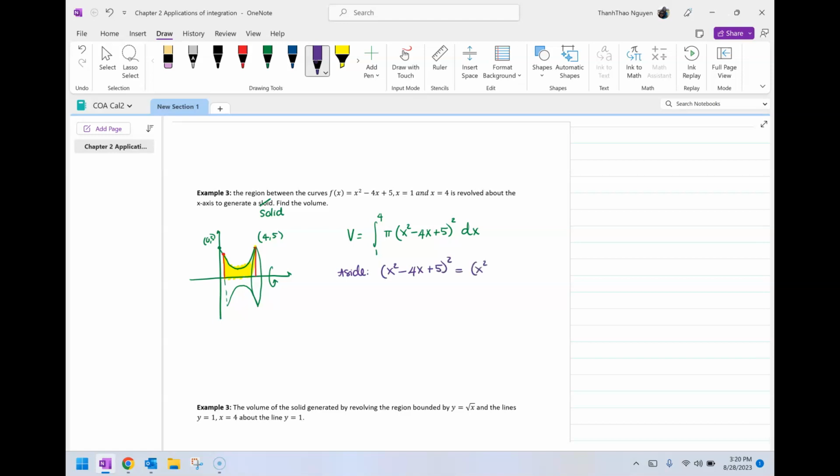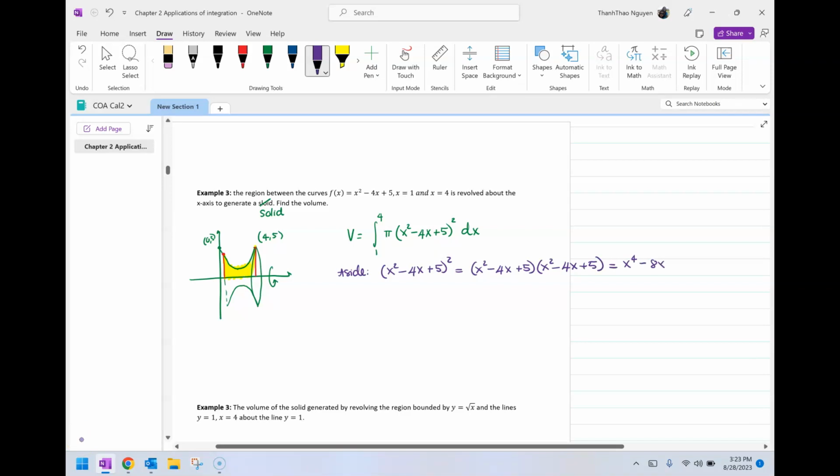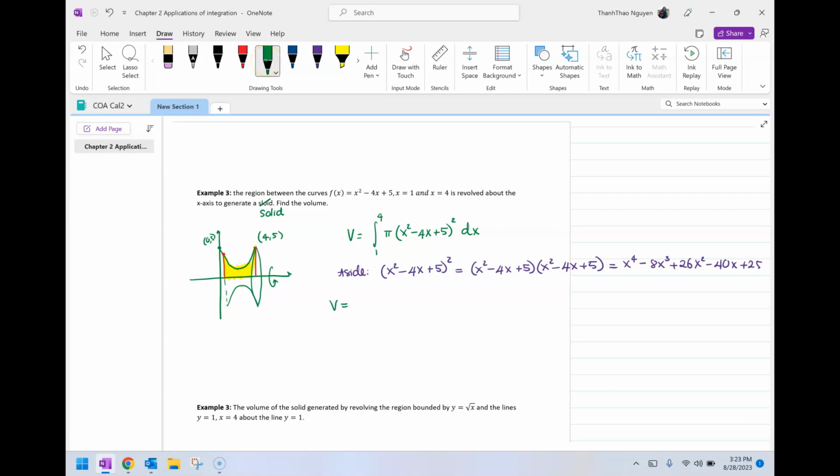So expand this out: x squared minus 4x plus 5 times x squared minus 4x plus 5 equals x to the 4 minus 8x to the third plus 26x squared minus 40x plus 25. Back to our volume. So this is the volume, pi times the integral from 1 to 4 of x to the 4 minus 8x to the third plus 26x squared minus 40x plus 25 dx.